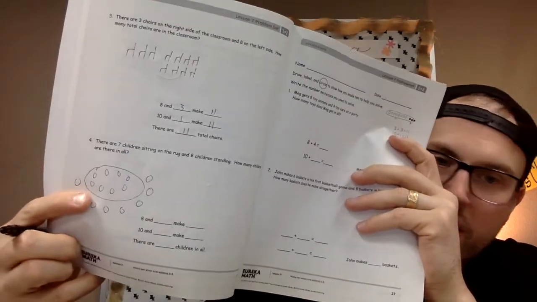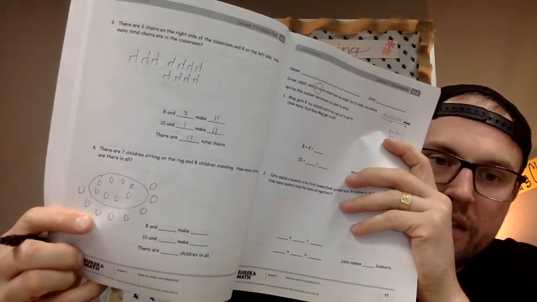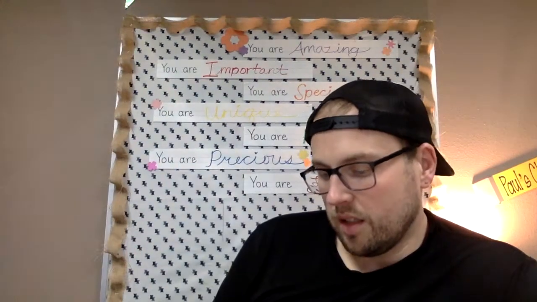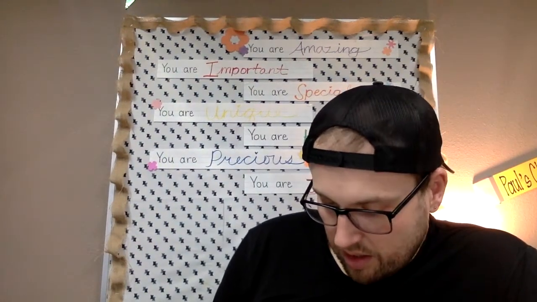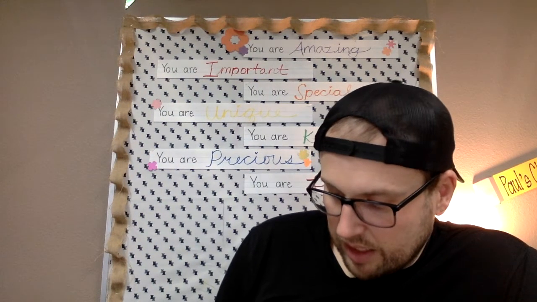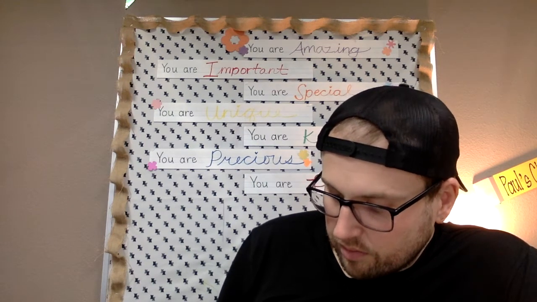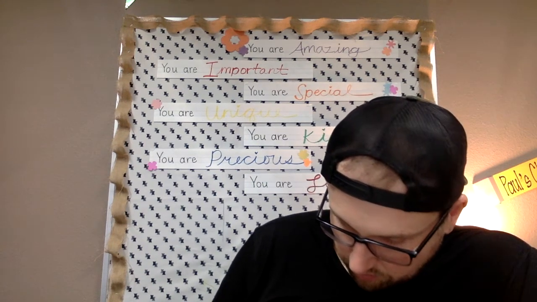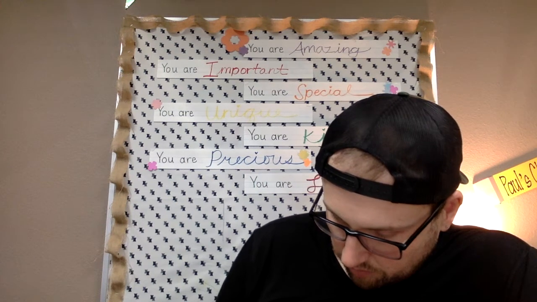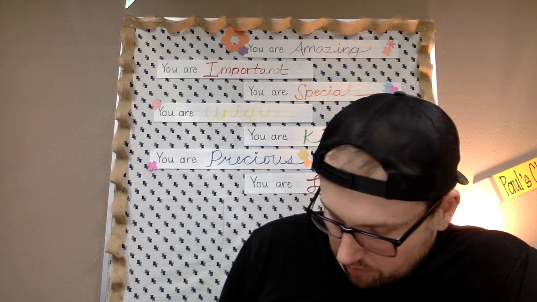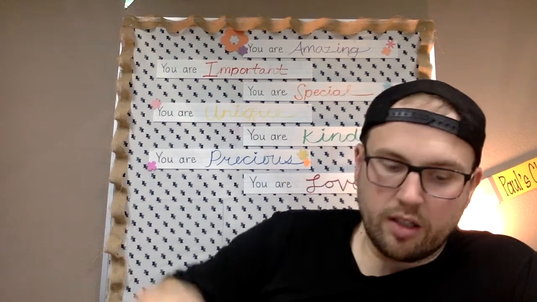Okay, now just count them all. 8 and 7. Let's see. So 8, 9, 10, 11, 12, 13, 14, 15, 16. So there are 16 children in all.